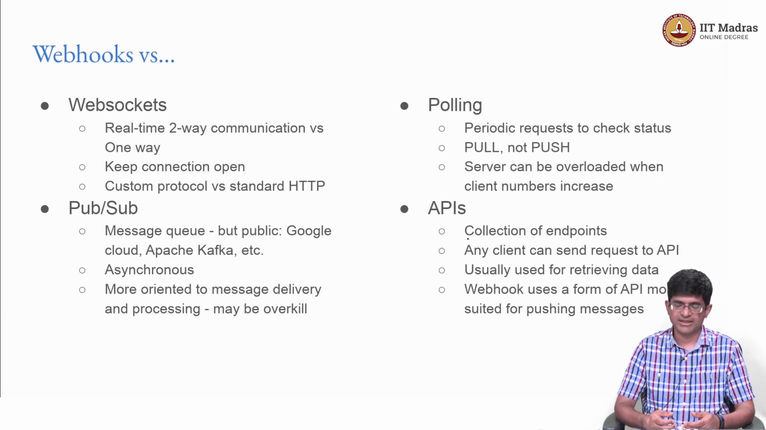Now finally, webhooks versus APIs, right? We have already discussed this. An API is ultimately just a collection of endpoints, and any client can send a request to an API. The primary reason why we make a distinction at all between webhooks and APIs is that traditional APIs are meant more for retrieving data, right, not only for. But webhooks are almost entirely used for pushing messages, okay.